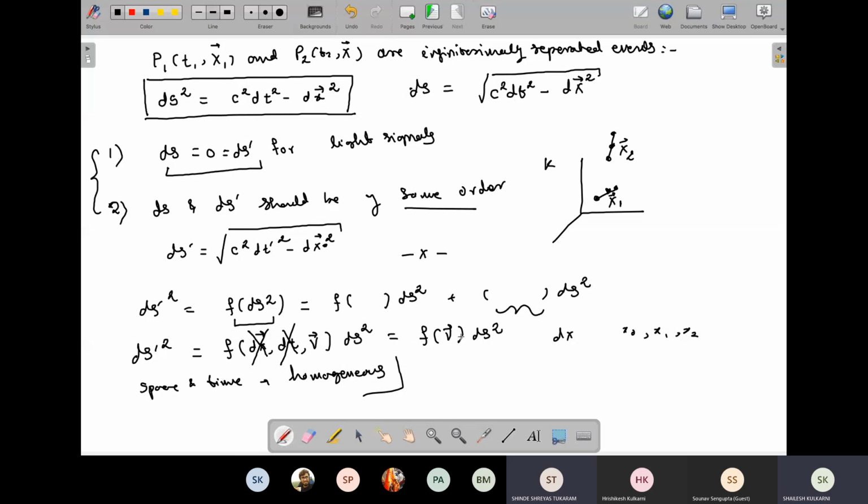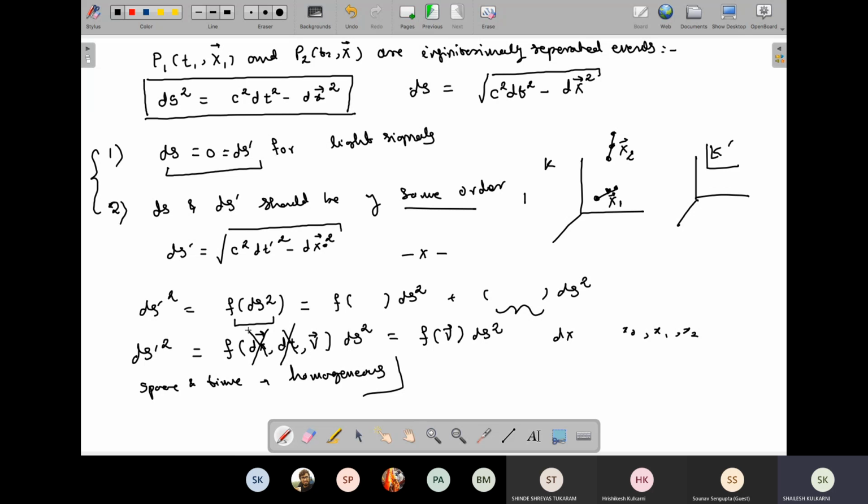Sir, this v is the speed from one event to another, or is it the relative velocity between the two frames? Relative velocity. It is frame k and it is frame k prime.